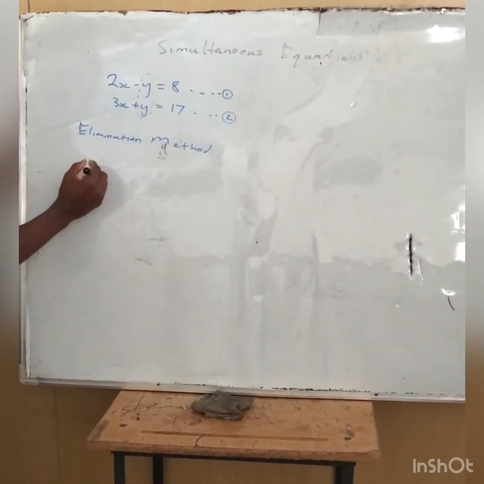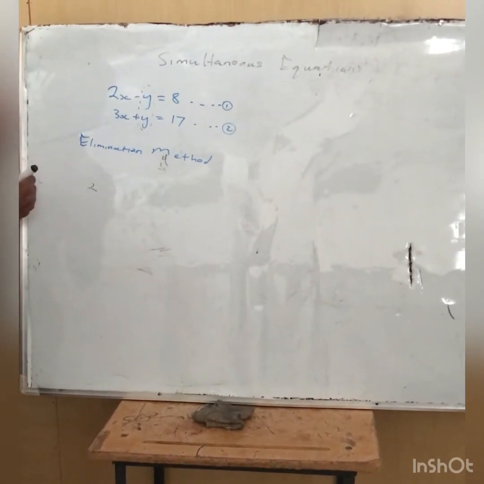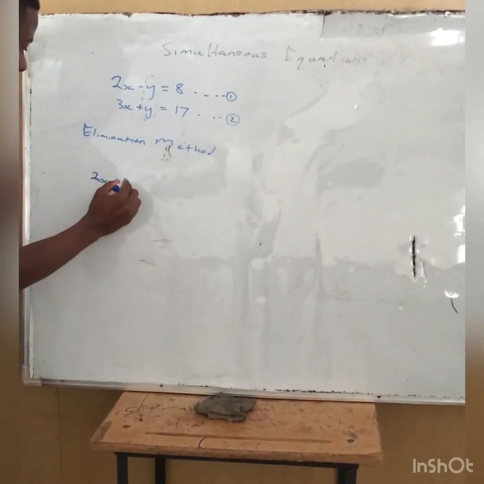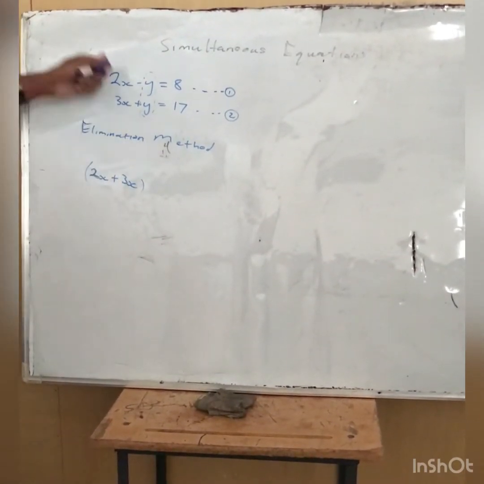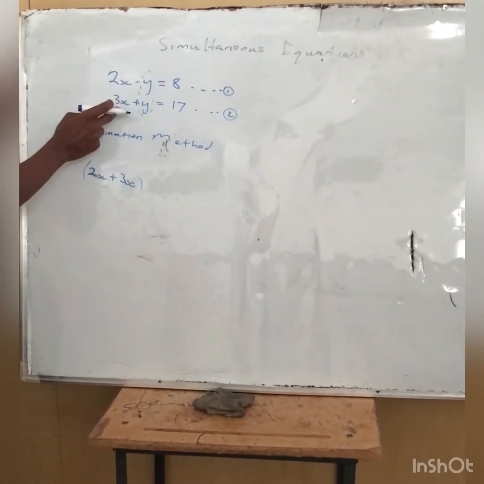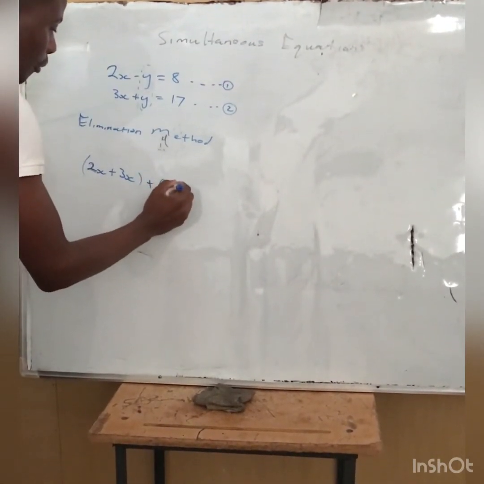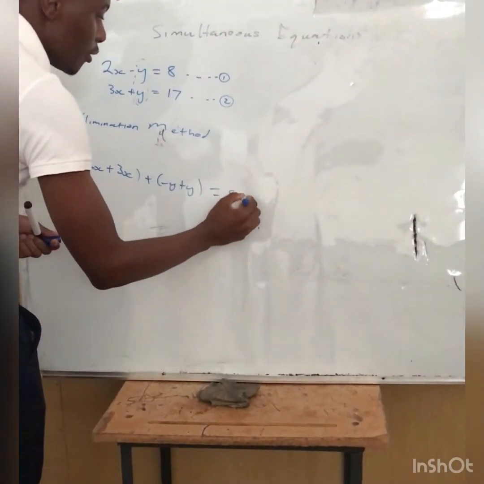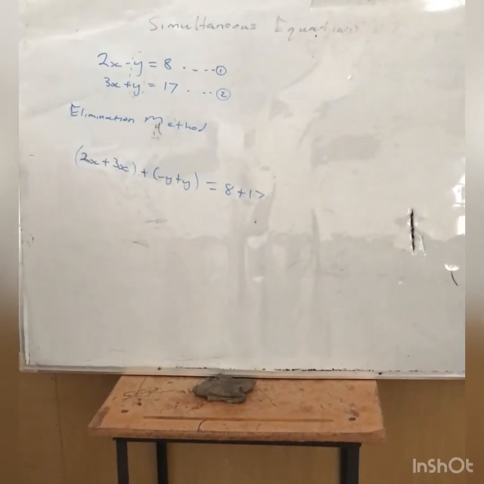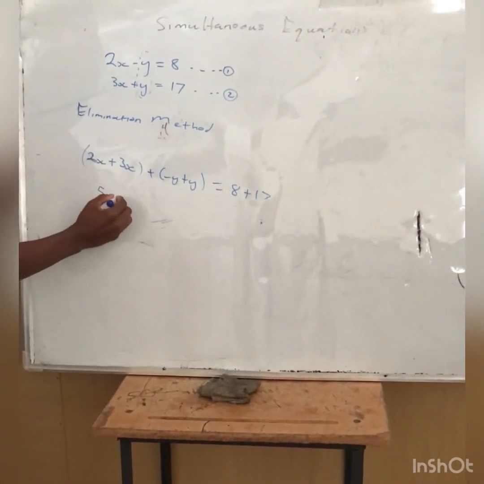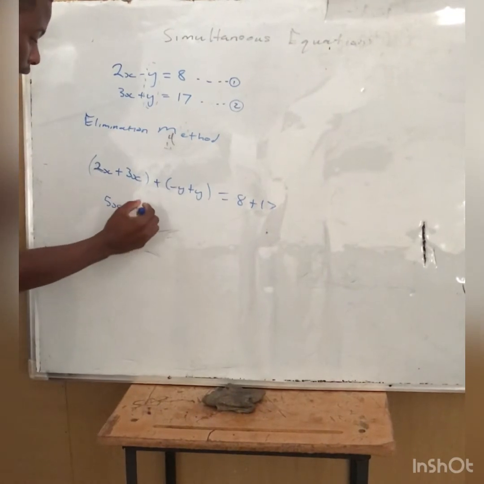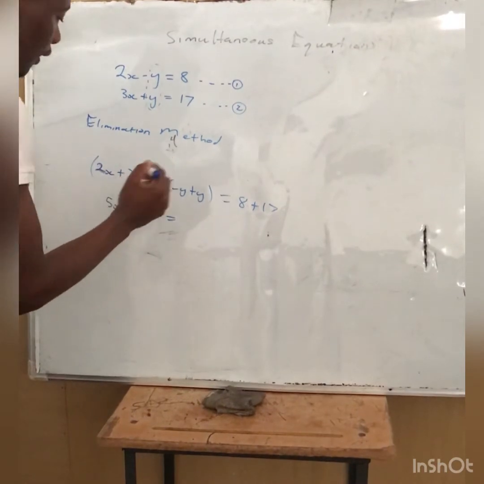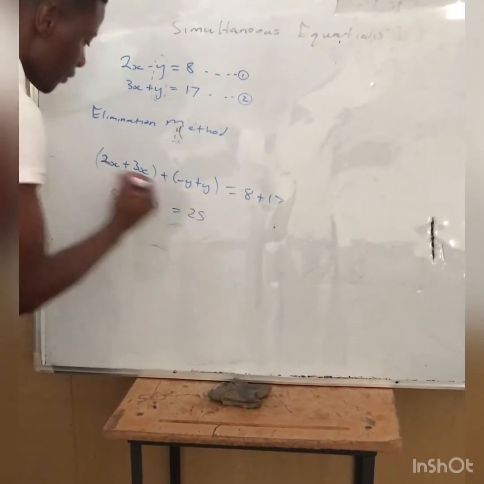So let's add the two equations. The first equation, 2x plus 3x. I'm adding component by component. I add 2x plus 3x. Then I add minus y plus y, so that I eliminate y, is equal to 8 plus 17. So the result here is 5x, minus y plus y, that's a 0, which is equal to what? 8 plus 17, which is 25.